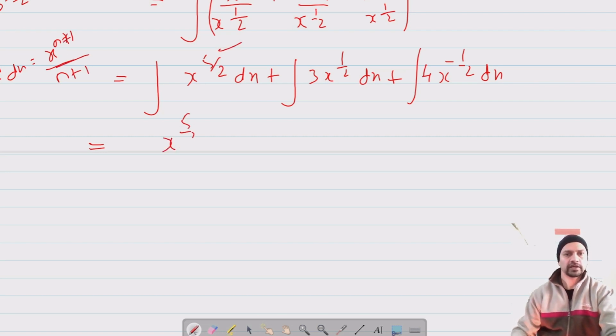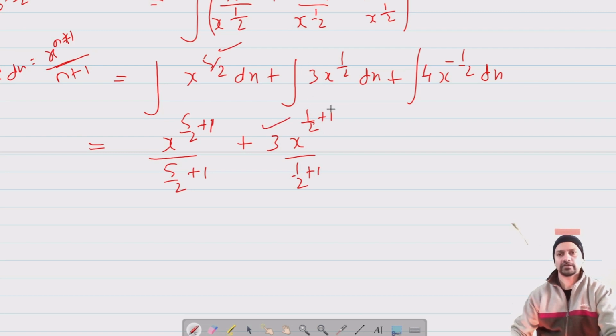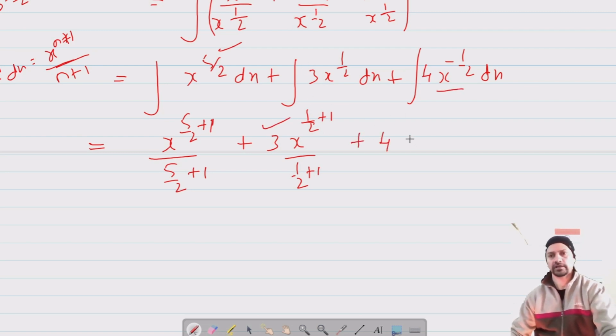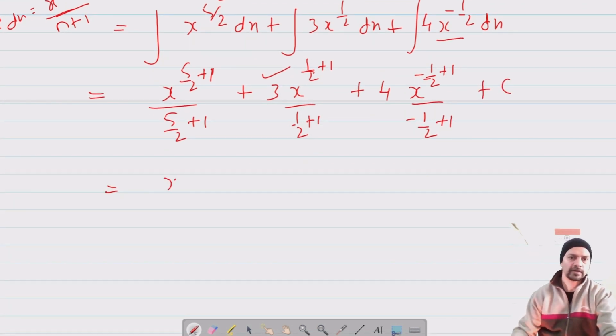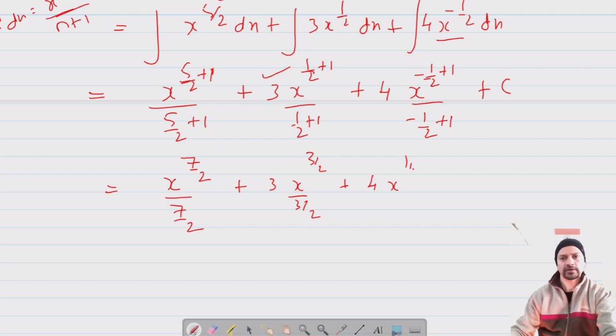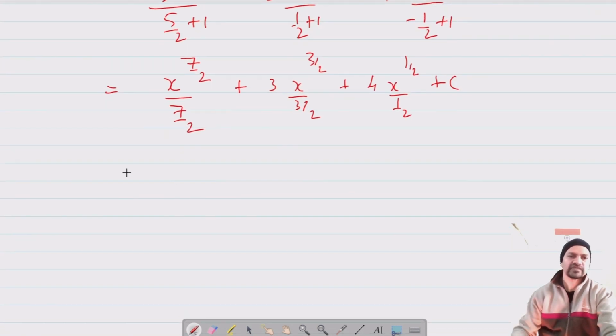For this, it's x raised power n plus 1 upon n plus 1 plus 3 into x raised power n plus 1 upon n plus 1. 3 is out as it's constant. 4 is out, integration of x raised power n plus 1 upon n plus 1. We are all done, so it's constant. Okay, it's 5 by 2 plus 1 is 7 by 2. 7 by 2 plus 3 into x raised power 3 by 2 upon 3 by 2, 4 into x raised power half upon half plus c. And this can be written as 2 by 7 x raised power 7 by 2.